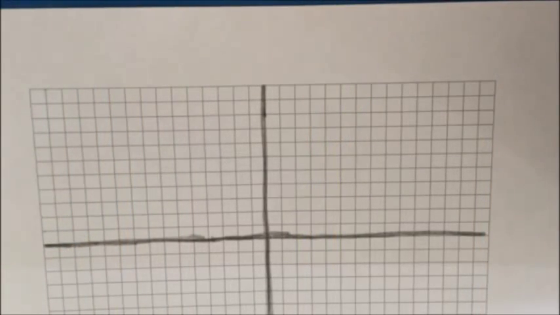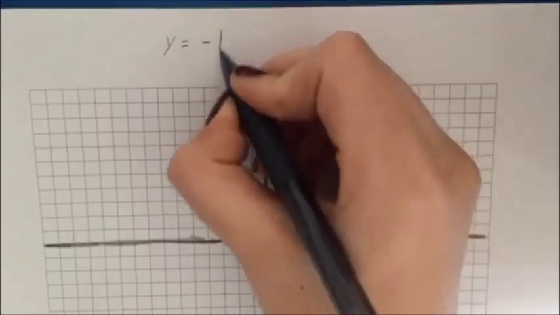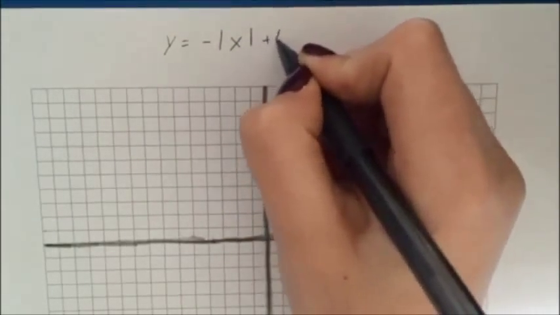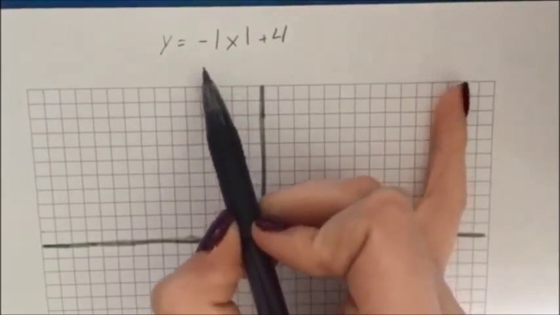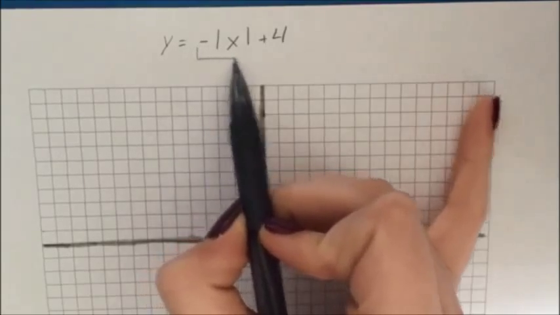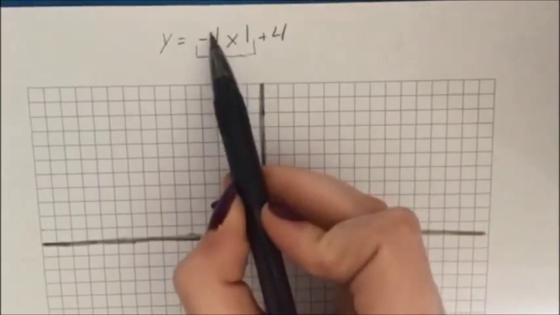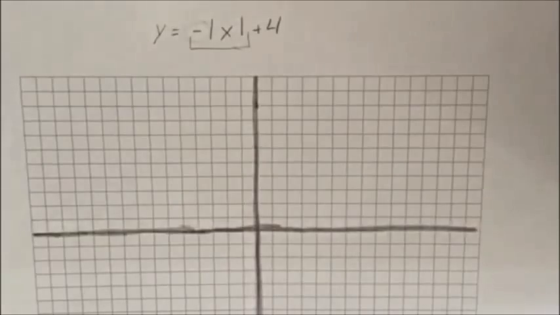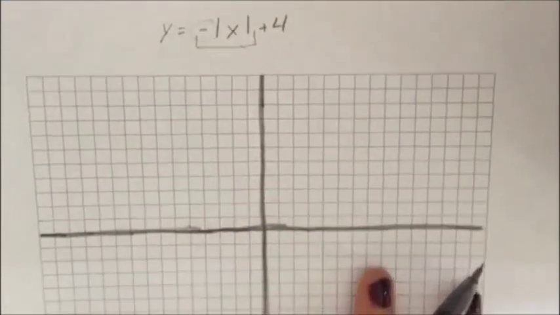The next equation that we will be working with is y is equal to negative the quantity of x plus 4. The first thing is that we have to look at what is directly affecting the x value. And the only thing that is affecting it is this negative. This indicates that there will be a reflection over the x-axis.